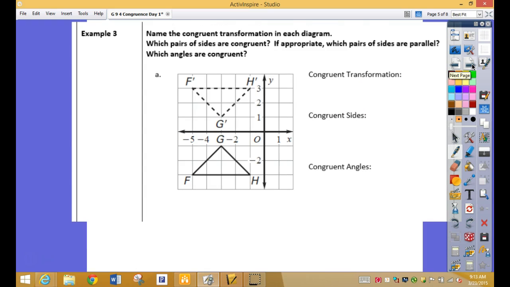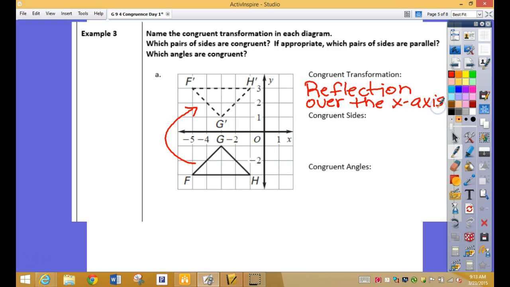Name a congruent transformation in each diagram. Which pair of sides are congruent? If appropriate, which pair of sides are parallel? Which angles are congruent? Well, first of all, what did they do to the original to make the new image? They reflected it. Reflection over the x-axis. That was the rigid transformation they made.